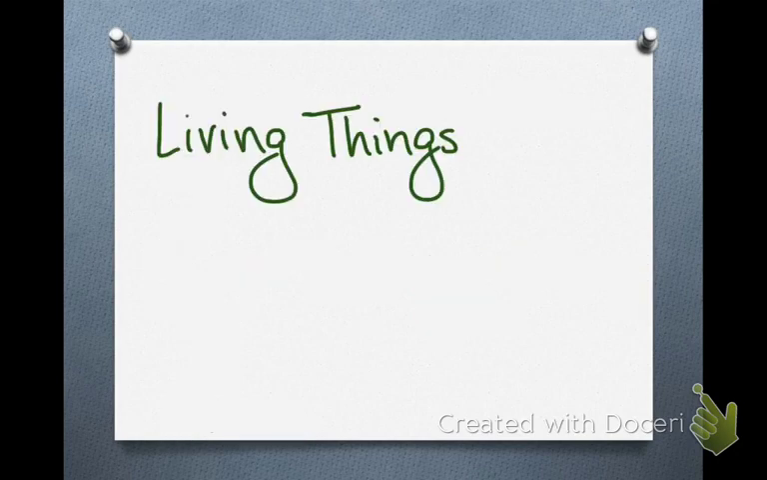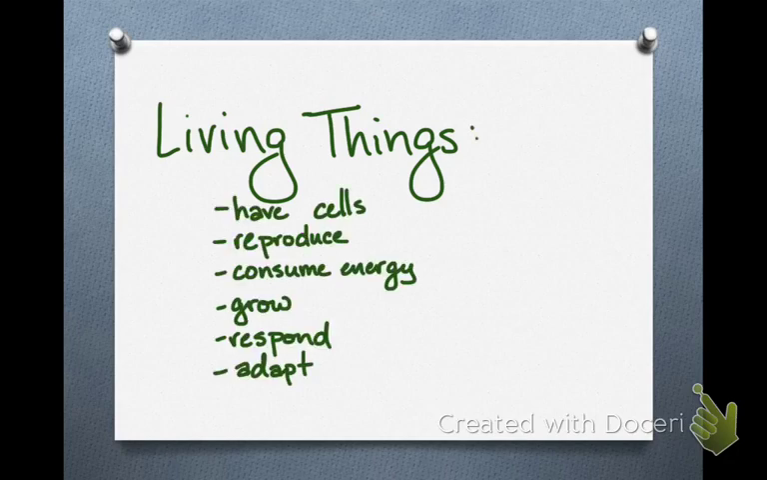So just to recap, living things have cells. They reproduce, they consume energy, they grow and develop, they respond to stimuli, and they adapt in all kinds of various ways. So when you stop and think about all of the many branches of life, plants, animals, fungi, bacteria, protists, this list really starts to make sense. And so in the next video segment, you will learn a lot more about the diversity of life that's out there.